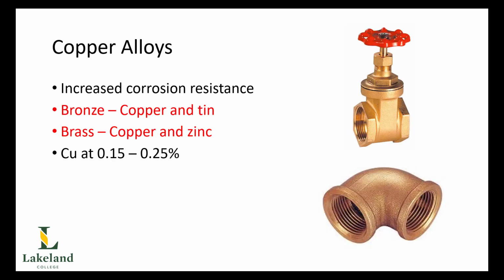The next one is copper. Copper alloys are generally thought of as bronze and brass, and please be aware of which way around this is. Bronze is copper and tin, brass is copper and zinc. The way I remember this, because I used to mix these up all the time, is that the one without the Z in it has the Z in it.